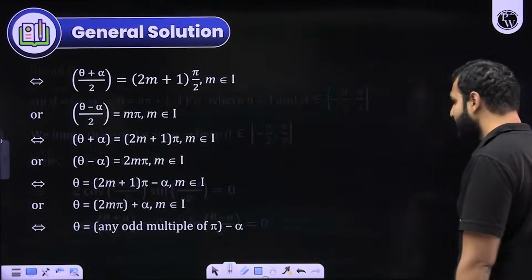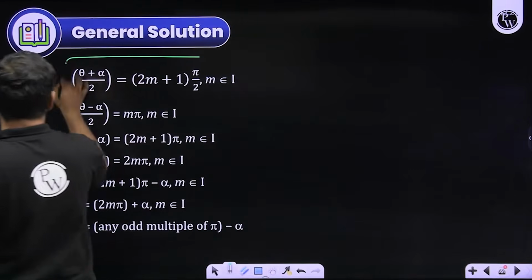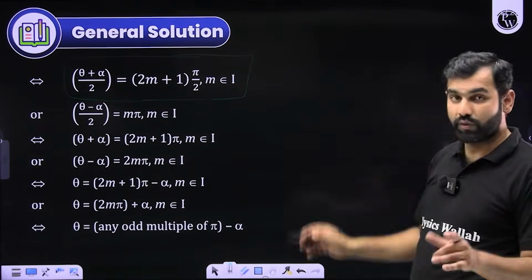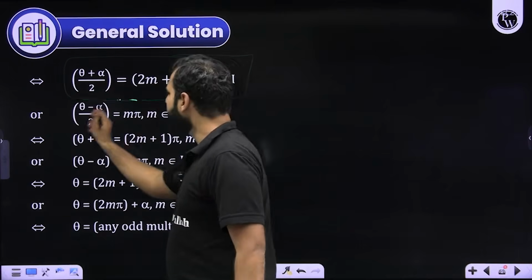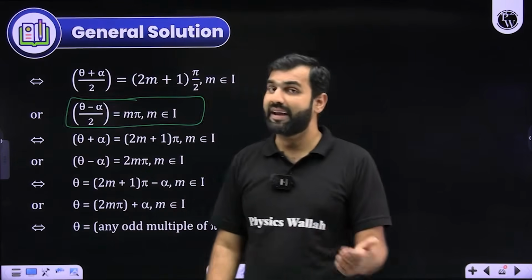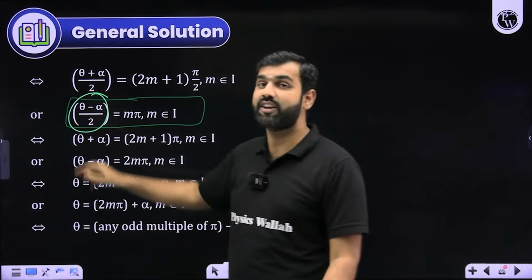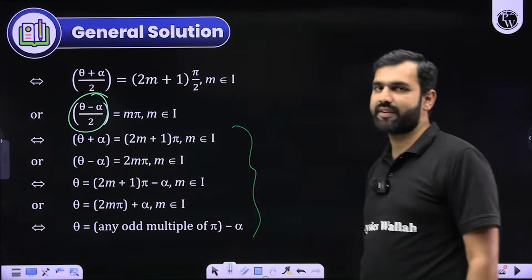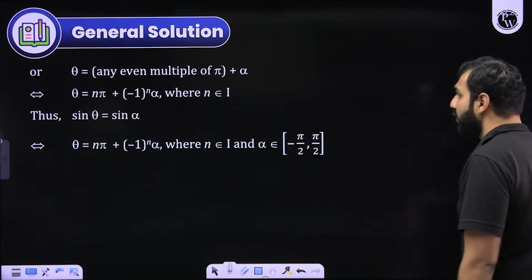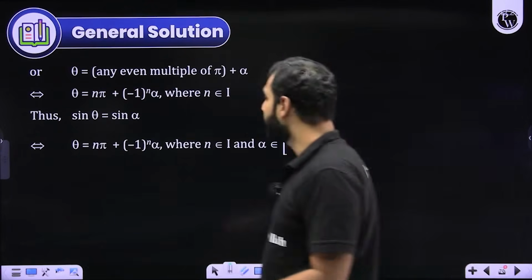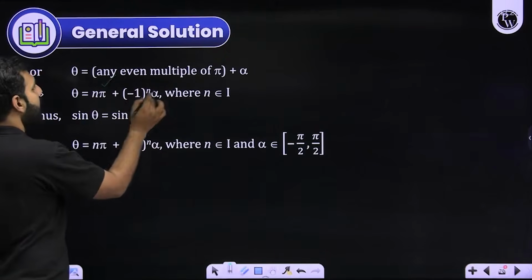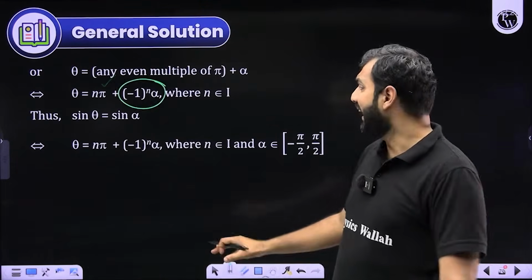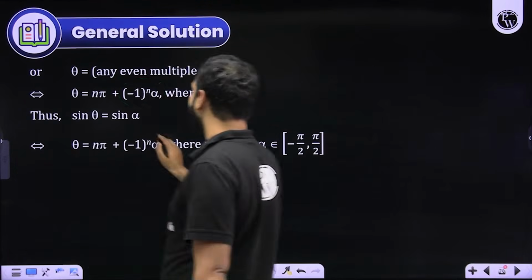So by having that generalization, I'll say theta plus alpha by 2 should be of the category 2m plus 1 times pi by 2 because cos of this was 0. Similarly, theta minus alpha by 2 should be of the m pi category because sine of this was 0. And by having this, I can keep drawing some conclusions and ultimately I will reach a conclusion that theta will be of the category n pi plus minus 1 to the power n alpha. I repeat, whenever you're given sine theta is equal to sine alpha, you can directly write this answer.